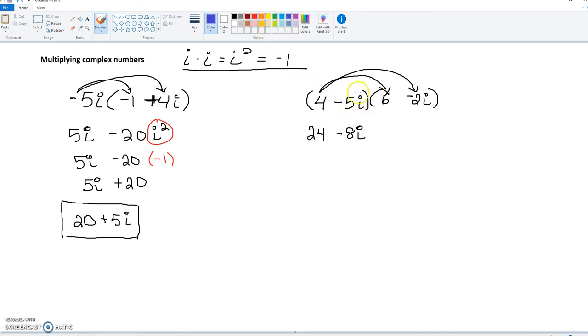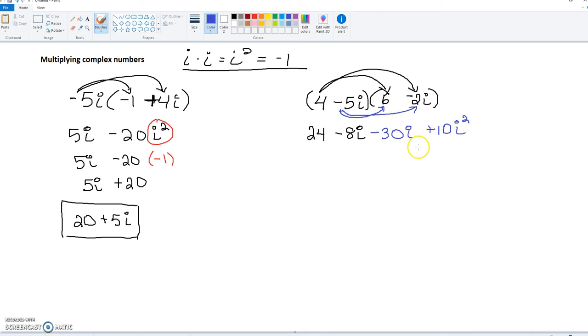And then I'm going to switch colors so that we can see where we're at. So we've got -5i times 6. Well, that's -30i. And -5i times a -2i, well, that gets us a positive 10i squared.